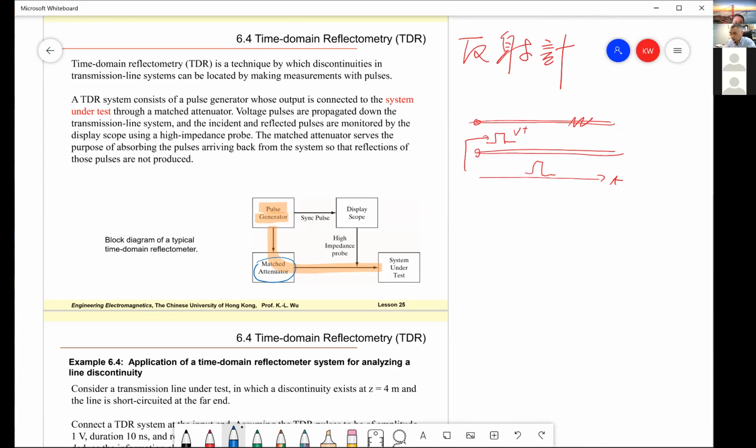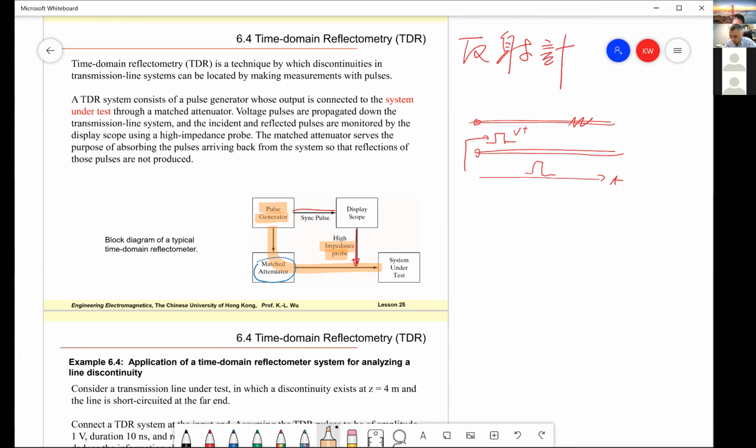Then another part of the signal goes this way. This is basically an oscilloscope, or you can call it a display, or a monitor. For the monitor, we have a probe with high impedance. Why do we need to have a high impedance?